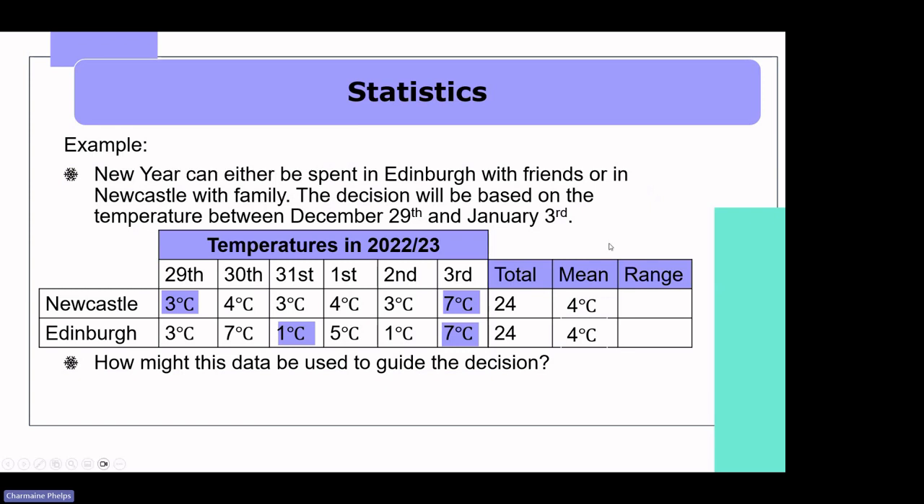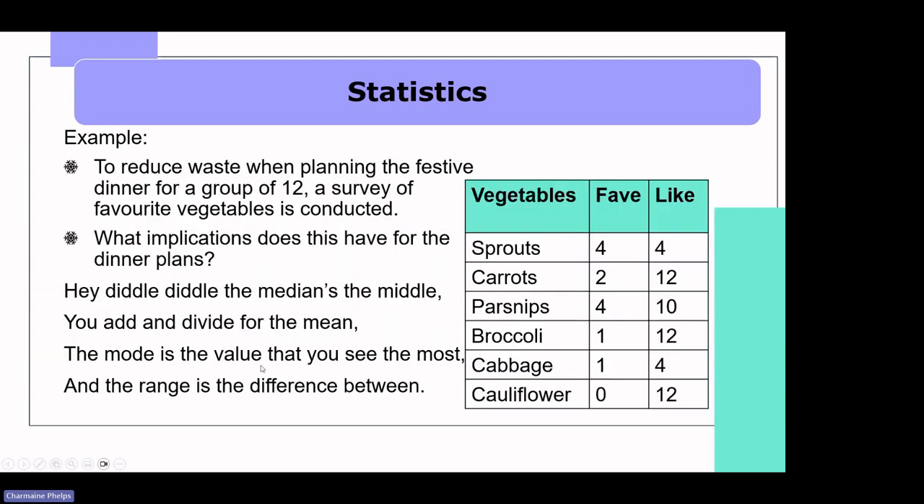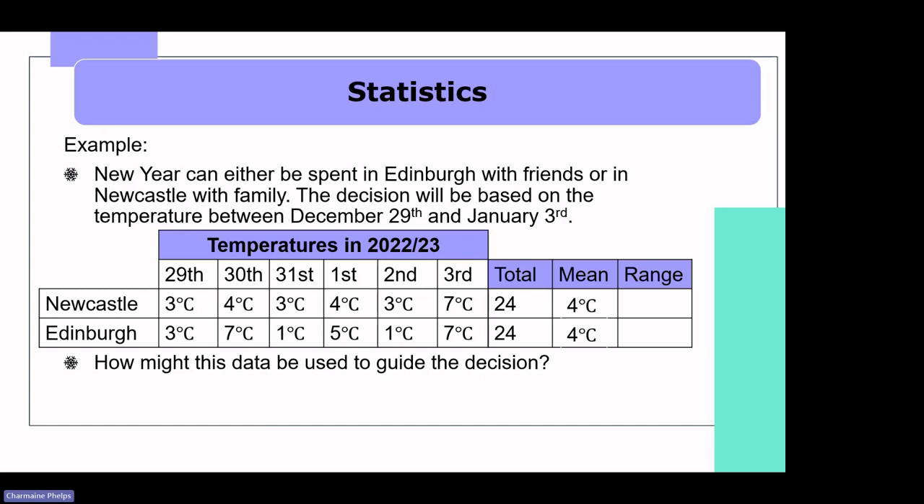Apart from the fact that if we bring the range into it, to find the range is the difference between the highest and the lowest temperatures. 7 take away 3 is 4, 7 take away 1 is 6. So the range tells me that although the mean is the same for both cities, the temperature is more consistent in Newcastle, or at least it was this time last year.